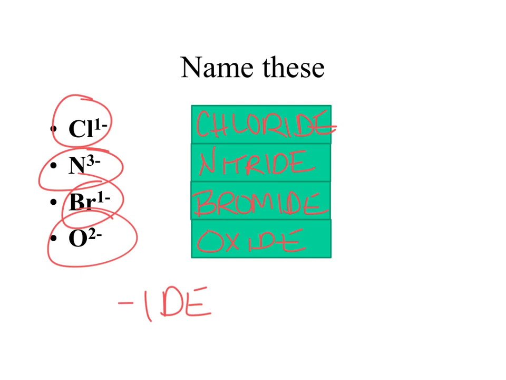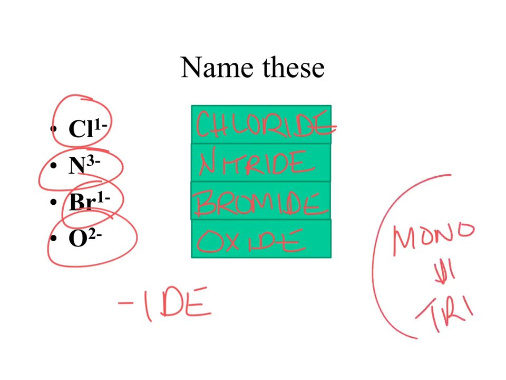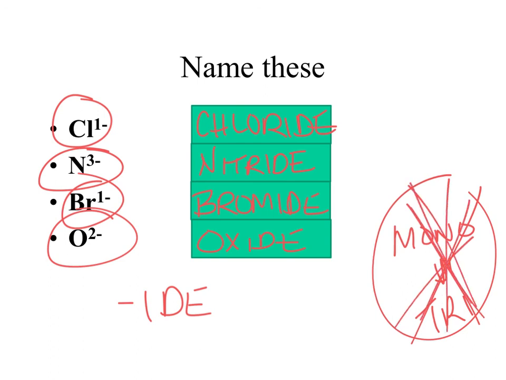That's similar to covalent compounds. We end in "ide" as well. So that's something similar. But remember, notice we didn't use any of those prefixes like mono, di, tri, any of that stuff. We do not use that when we do ionic compounds. We only use that for covalent.